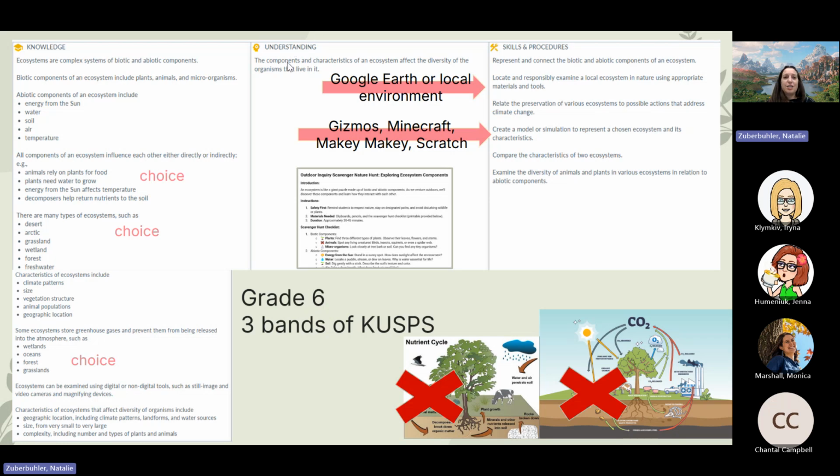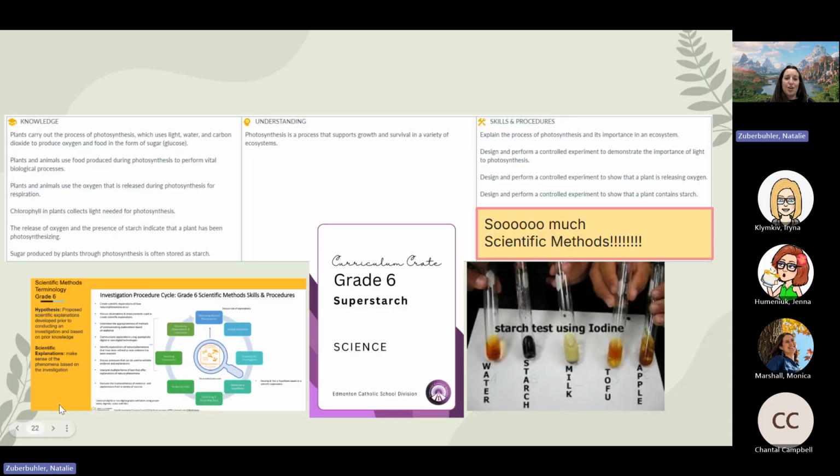So grade 6 living systems again is hands-on, and it gets even way more hands-on when we look at the skills and procedures for the second band of CUSPs. When we learn about photosynthesizing, you're going to see design and perform a controlled experiment, design and perform a controlled experiment. This is where you're living and assessing and doing so much scientific method. Posted there for you with scientific methods. We officially use the word hypothesize in grade 6, and the definition is there.